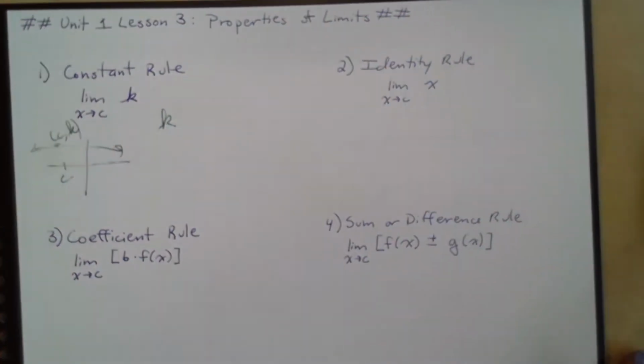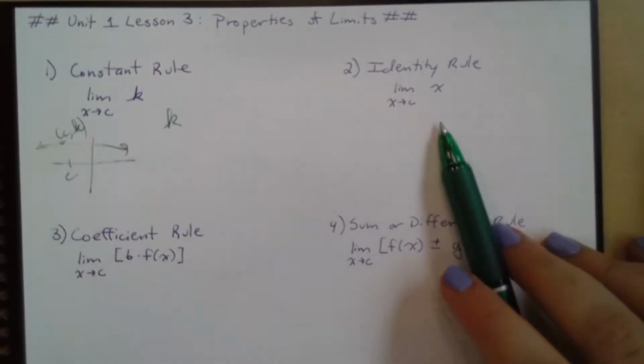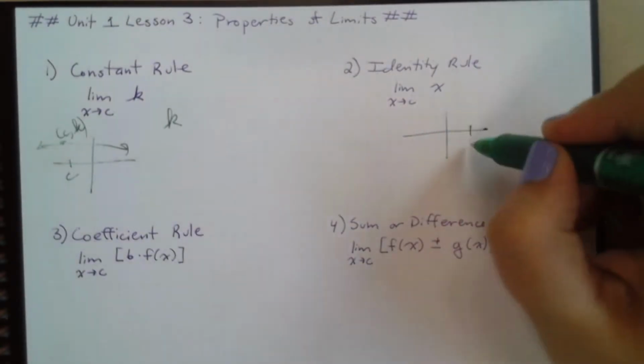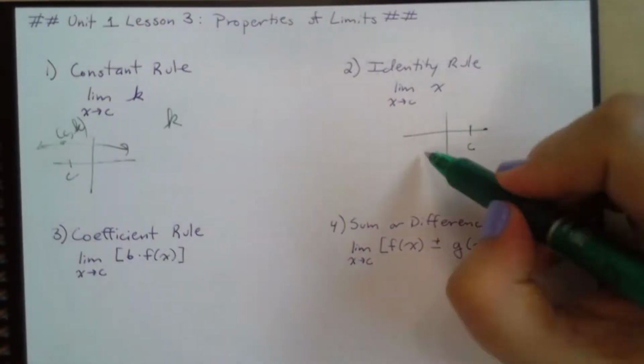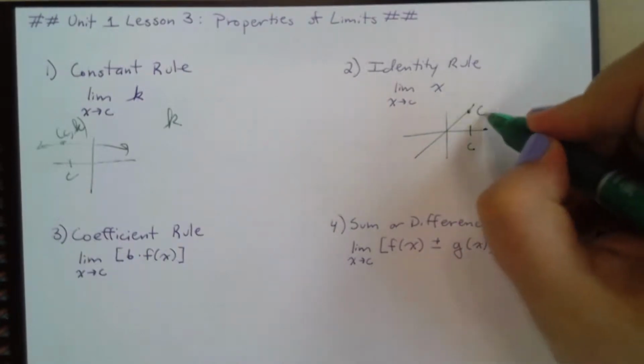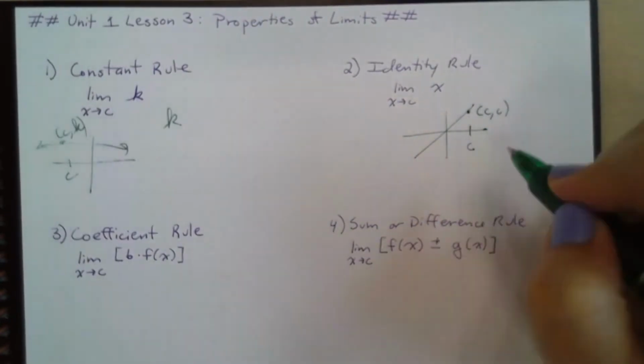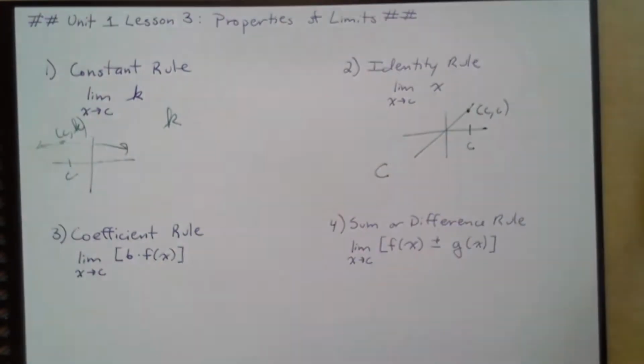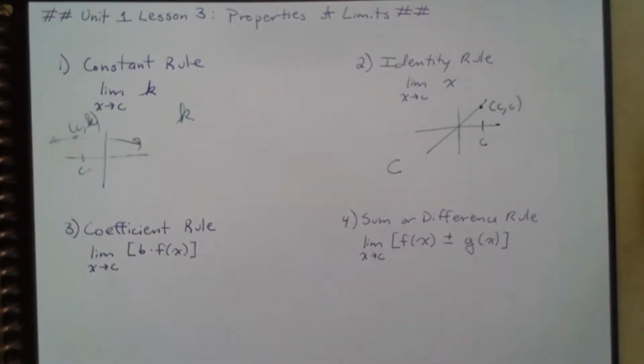Likewise, we've got the identity rule here, the limit as x approaches c of x. If we've got the graph here and we've got the point c, and we just have something like this, this is just going to be the point c comma c. What's happening there? Just c. So our answer there is just c. And those two, I think, are the ones that are easiest to overthink.